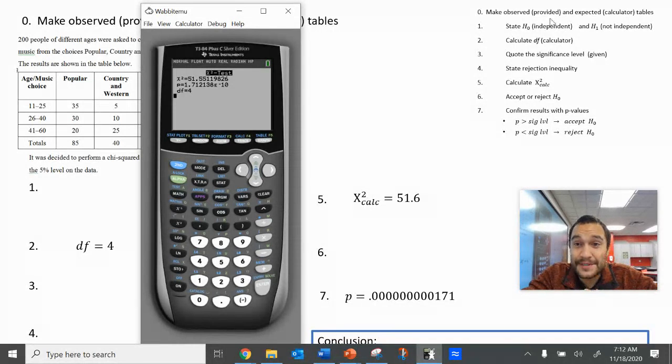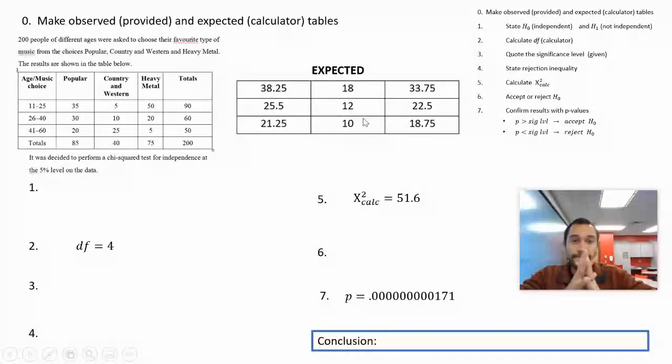Now I'm still doing step 0. The observed table's done. For the expected table, if you go back into your matrix, you'll notice your B matrix is now also a 3 by 3. If you go over to edit and down to the B matrix and click enter, your expected values are there. You just write them down for your expected table. So step 0 was make observed, which is provided, and here's your expected table. You just copy these values down. So in my calculator, I got step 0 done, and steps 2, 5, and 7.